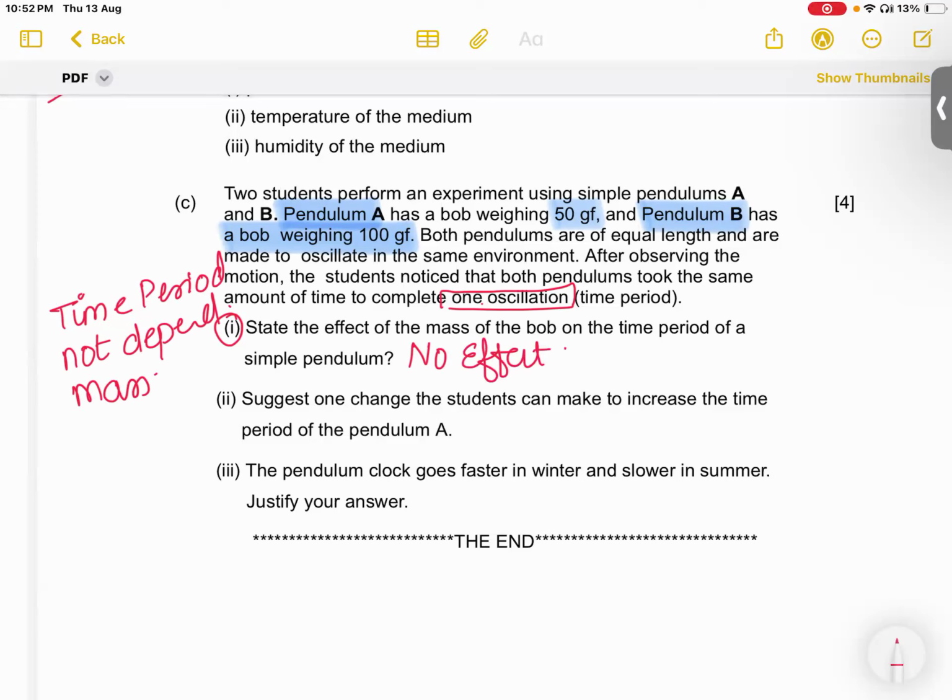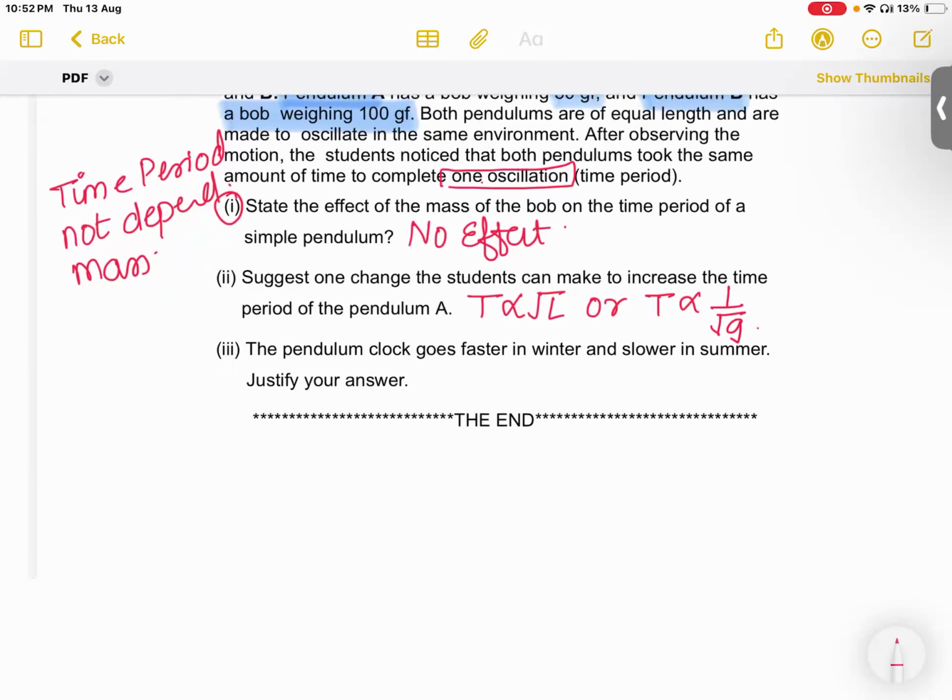Suggest one change the student can make to increase the time period. Okay. To increase the time period, you have to increase the length or you have to decrease the gravity, because T is directly proportional to length and inversely proportional to g. The pendulum clock goes faster in winter, that's correct, and it goes slower in summer.